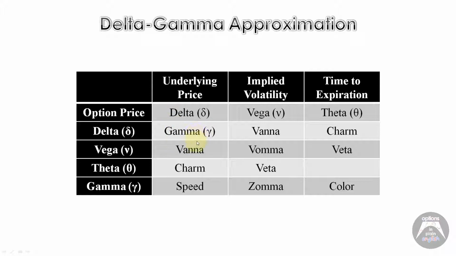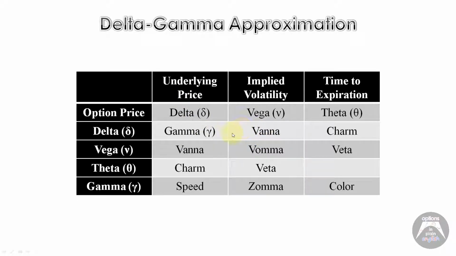It's called gamma, and it measures how delta changes when the underlying price changes. So delta is how much money you're going to make or lose based on an underlying price move, and gamma measures how much delta changes when the underlying price moves. Then we have the rest of them.